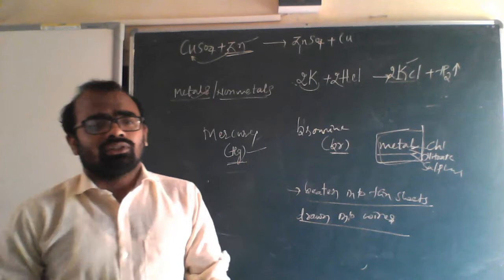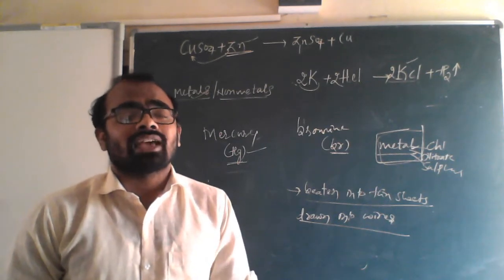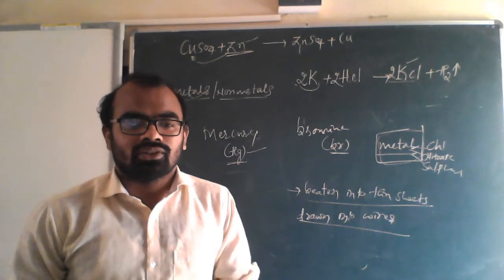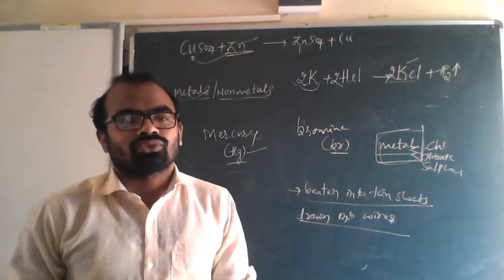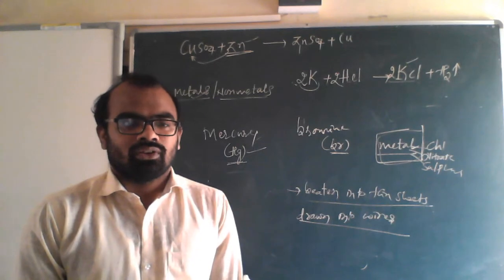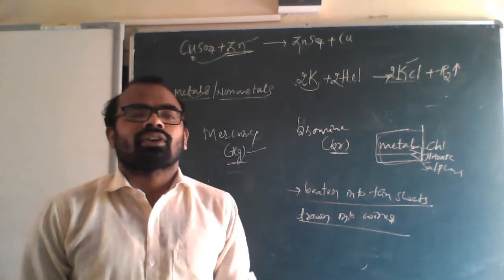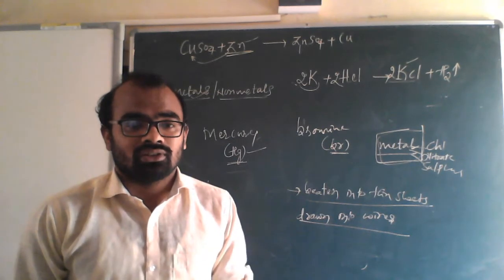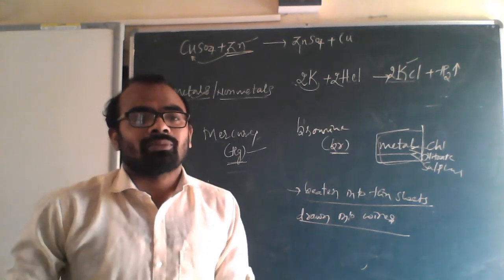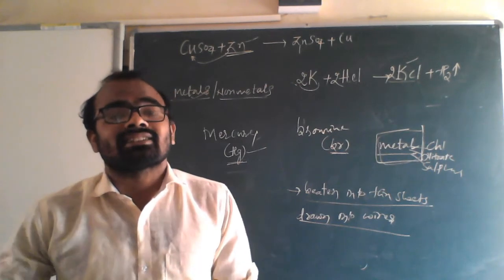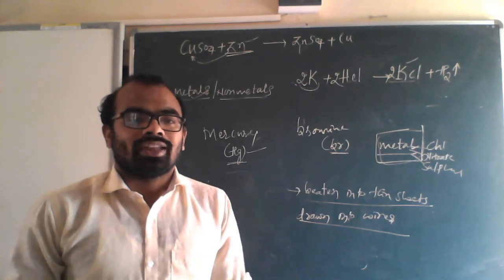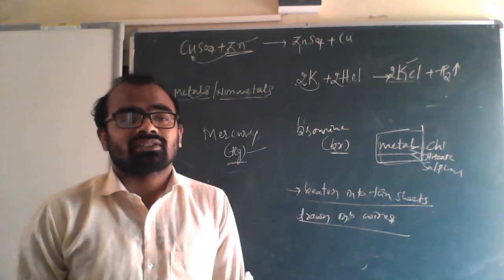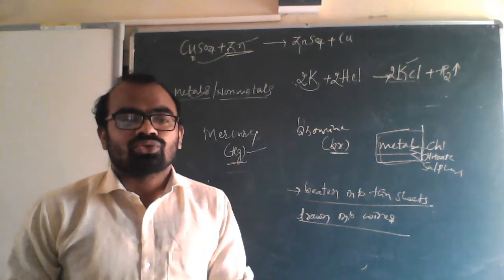A one-mark question or fill in the blanks might come in your exam out of these five. Which non-metal is used in crackers? Sulfur. Which non-metal is used in the water purification process? Chlorine. Which non-metal is used in the inhaling process? Oxygen. Dash non-metal is used as an antiseptic: iodine. Dash non-metal is used in fertilizers: nitrogen. So you should remember all this.